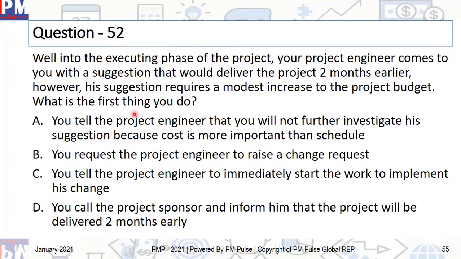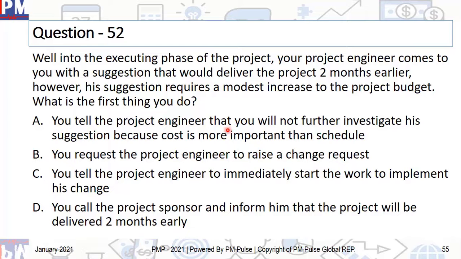All right, question number 52. Well into the executing phase of the project, your project engineer comes to you with a suggestion that would deliver the project 2 months earlier. However, his suggestion requires a modest increase to the project budget. What is the first thing for you to do?